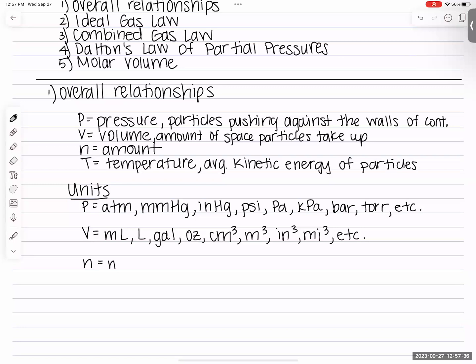N is moles. Moles only. Technically, you can measure amount in grams. So if you're given grams, convert to moles. You can use the conversion called molar mass to go from grams to moles. So if I tell you, hey, I put this many grams of gas in something, then you're going to want to convert it to moles before you do any of these gas laws.